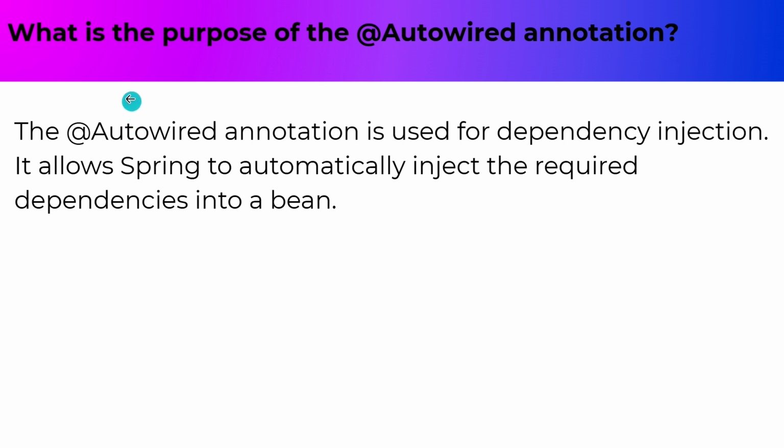So next question, what is the purpose of the Autowired annotation? It's simple. The Autowired annotation is used for dependency injection. It allows Spring to automatically inject the required beans into the class. So instead of creating beans manually, we use the Autowired annotation, and Spring will manage bean creation and destruction as well.